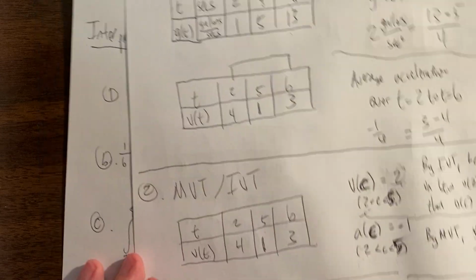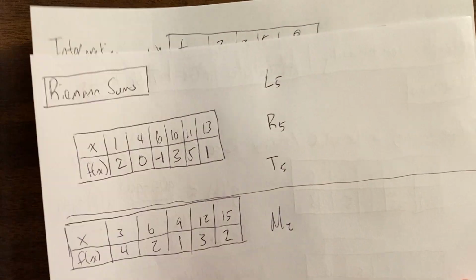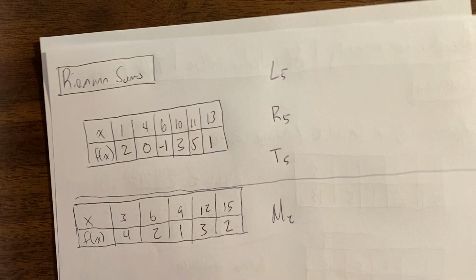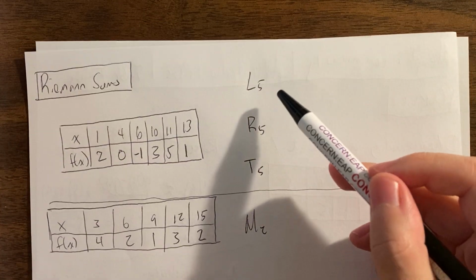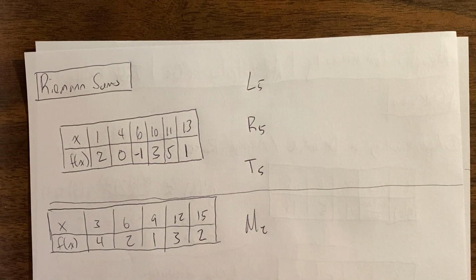Before we go on, I forgot to mention that if you're struggling with MVT or IVT, or with Riemann sums, we have separate videos on our channels for that if you want to watch them. But let's practice left, right, and trapezoidal first. So we're going to use this table.